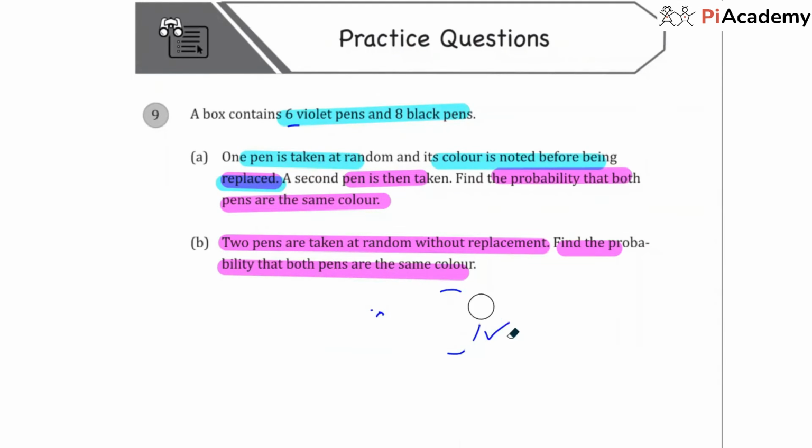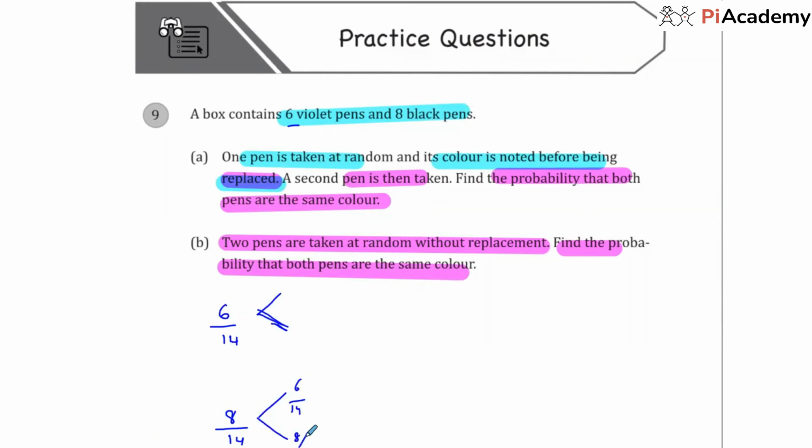So for the violet, it's going to be 6 out of 14 because there are 14 pens altogether. And for the black pens, it will be 8 out of 14. So then, because we know it's probability, you'd want to use a tree diagram to break out those separate branches. So with the violet, you're going to draw a tree branch, and then you're going to have a second set of violet and a black, which would still be 6 out of 14 and 8 out of 14. And you do it similarly for the one in black, another tree branch, which would also say 6 out of 14 and 8 out of 14.